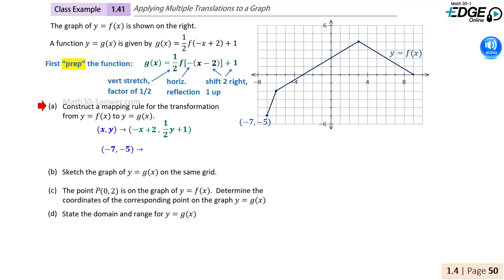This mapping notation allows us to take any point and substitute it in place of x and y and determine the coordinates of its transformed point. So, if we take negative 7 and multiply by negative 1 and then add 2, and if we take negative 5, multiply it by 1/2 and add 1, we find that our transformed point would be 9 and negative 1.5. This is easier than drawing the same graph 4 times after each transformation.